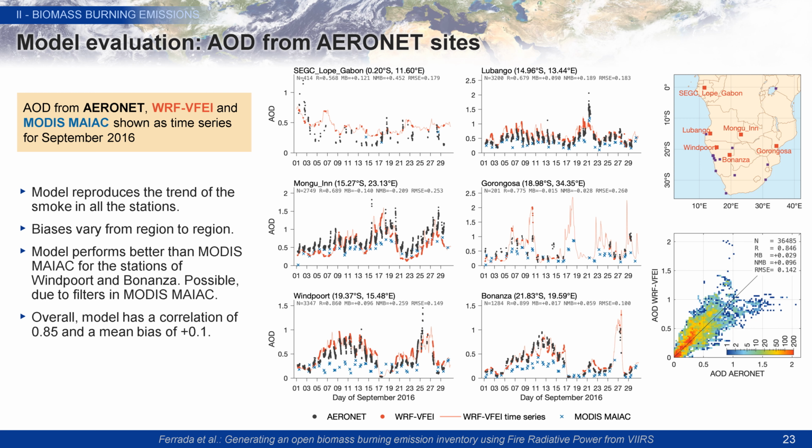The model also has good results in the stations that are closer to the fire emission source, such as Mongu in Zambia and Lubango in Angola, this latter one with biases of around 0.09. The scatter plot shows how the model overall performs when compared against all the stations with data available during September 2016, showing that the overall AOD bias is around 0.03.